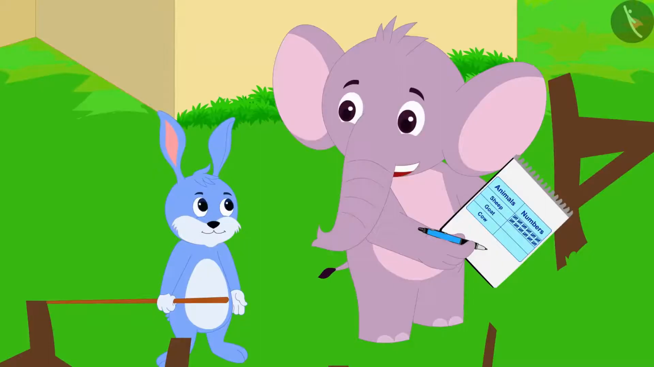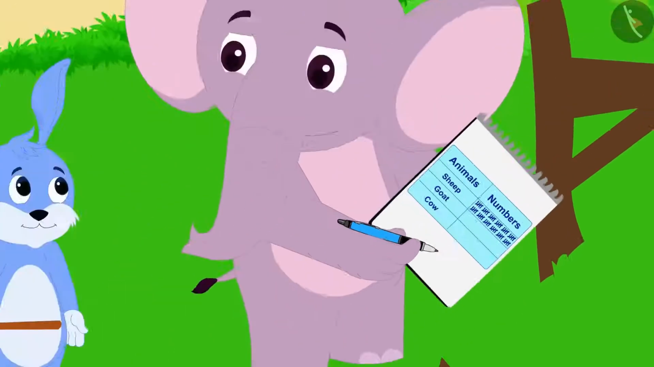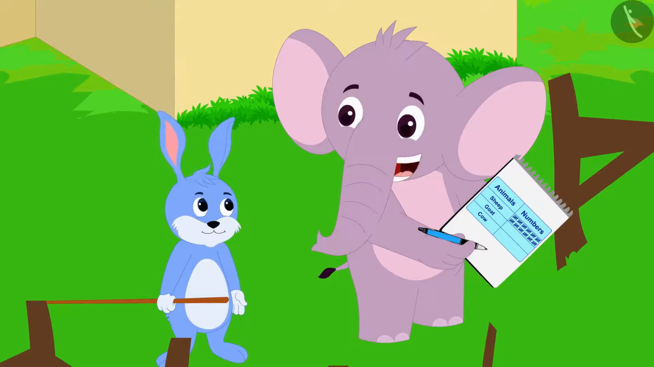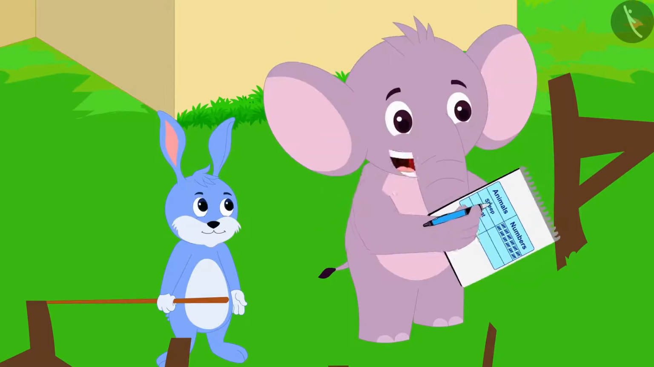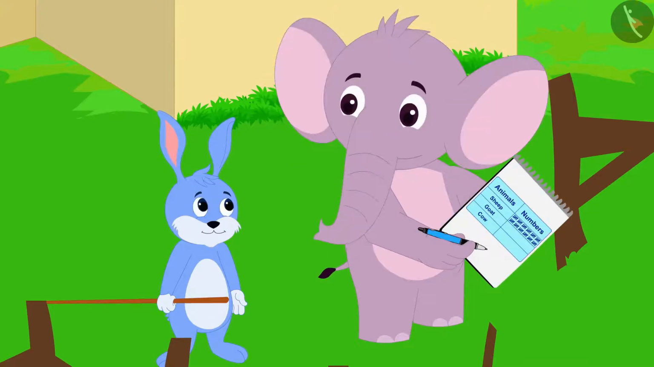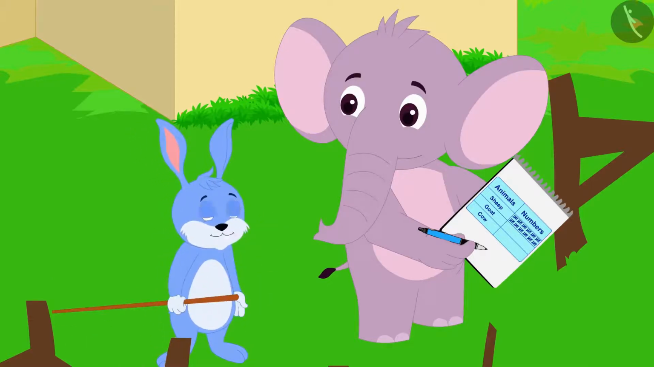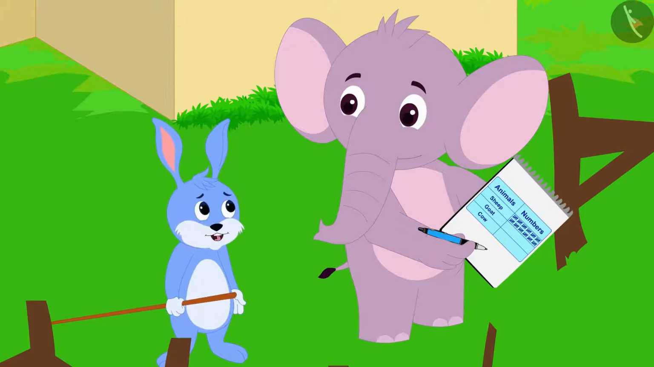"Bunny, I finished counting all my sheep very quickly. But now I see only groups of 5 tally marks. How will I know what the total number of sheep is?" Appu asked Bunny. Bunny laughed. "You just count these groups of 5."